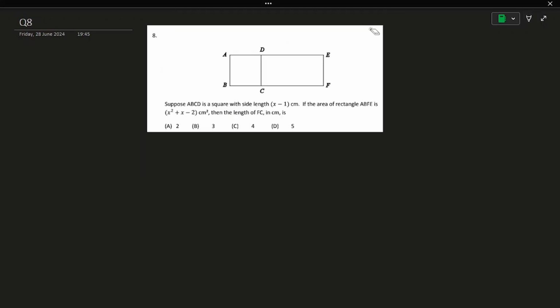Now, question 8 says, suppose ABCD is a square with side length x minus 1 centimeters. It means this equals this one, and this one equals this one. It's actually a square, so it means BC is x minus 1, AB x minus 1, AD x minus 1. No need to annotate DC because it's inside the shape.